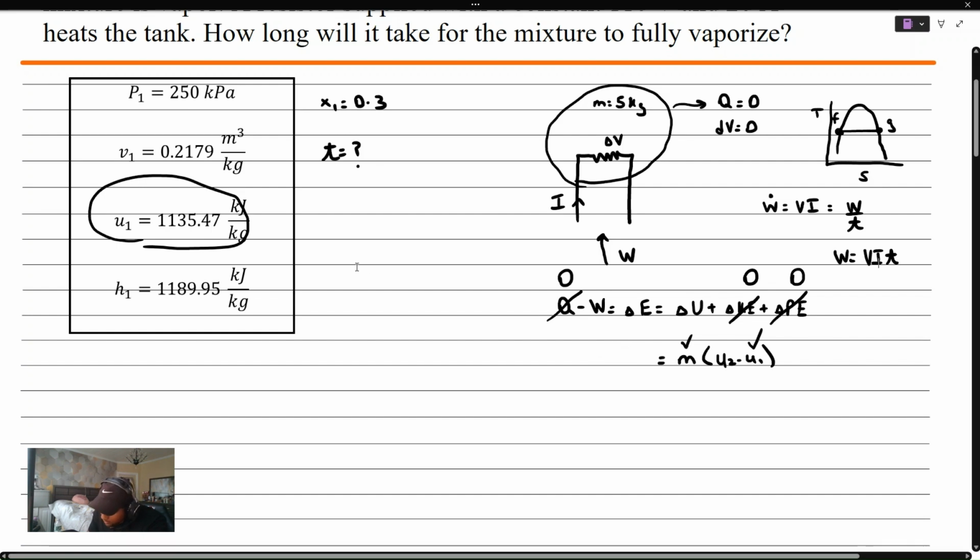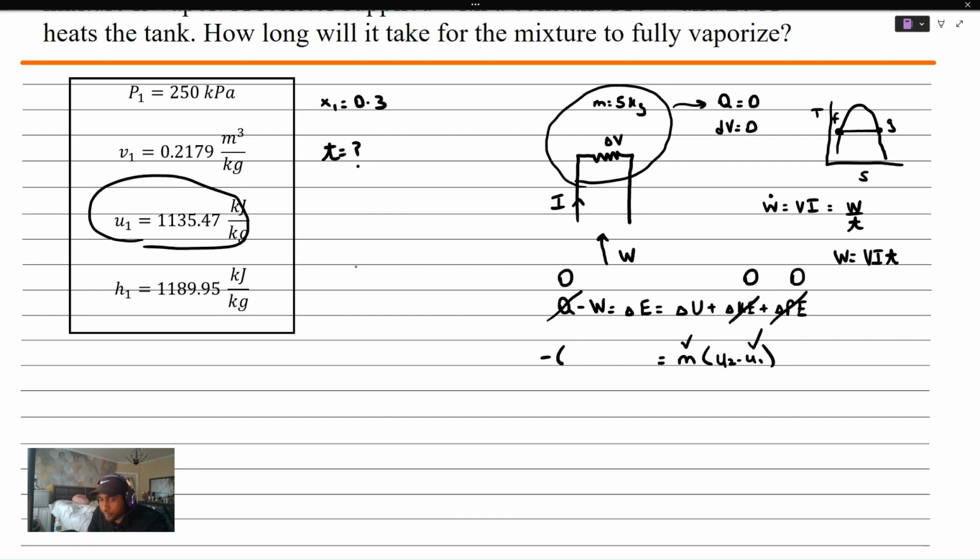Now in thermodynamics, you have to be pretty careful about these signs. Work input is always a negative sign. Work output is a positive sign. Because we're inputting energy into the system, there's going to be a minus sign associated with that, and its magnitude is voltage times current times time.